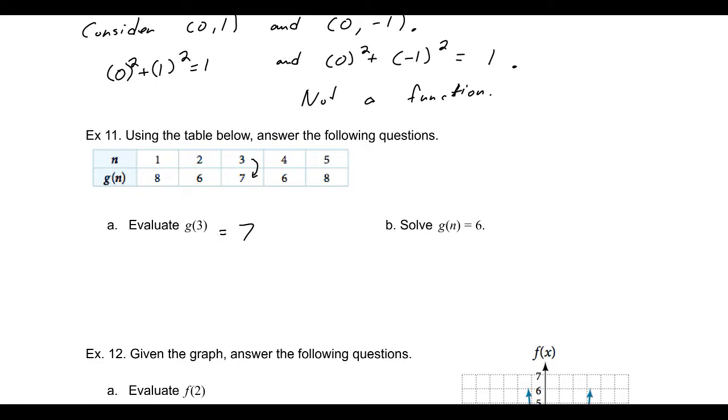Now, the second part, solve g of n equals 6. The output is 6, and we want to find the input based on that output. So for that, we have an output here, an output here. This is both 6. The input that matches with each of those is 2 and 4. So n is 2 or 4.